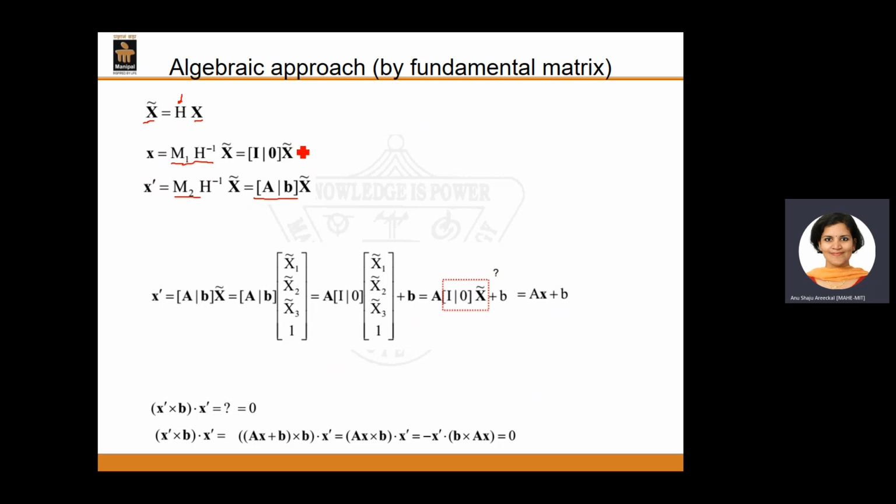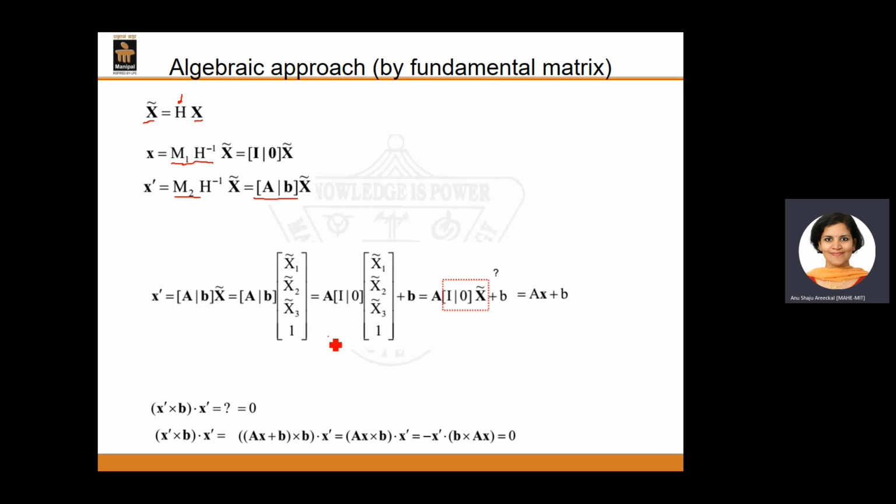So I get the equations of x and x dash in the form of the canonical camera models. Now, once we have this, taking the equation of x dash, I can write x dash is equal to A B x tilde. Here x tilde is a 3D reconstructed point. Representing that in the homogeneous representation, I can write it as x1 tilde, x2 tilde, x3 tilde, 1. And since I have this matrix A B, I can decompose it in this way. That is, I can write it as A into an identity matrix followed by zeros, times x1 tilde, x2 tilde, x3 tilde, 1, plus B.